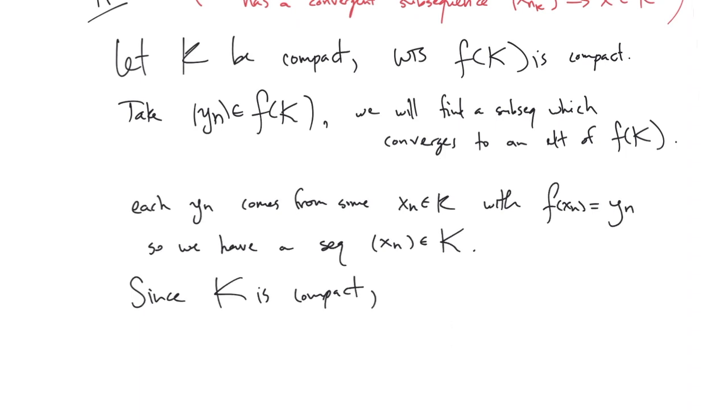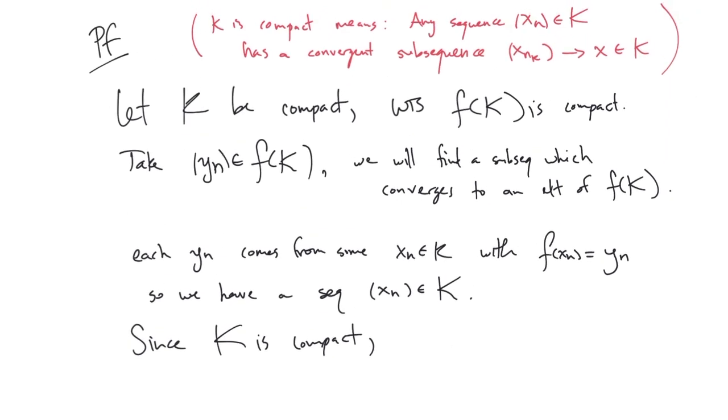Since K is compact, anybody see where I'm going with this? What can we say about this since K is compact? We have a sequence x_n that's in K. So what can you say about that since K is compact? Yeah. Kind of. He said x_n converges. That's not exactly true. A compact set doesn't mean that the sequence converges. It means that this sequence has a convergent subsequence. It doesn't necessarily converge, but it has a subsequence that converges.